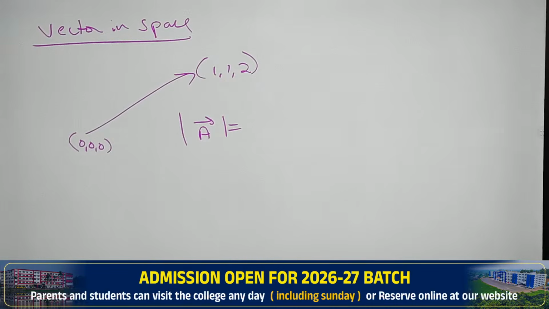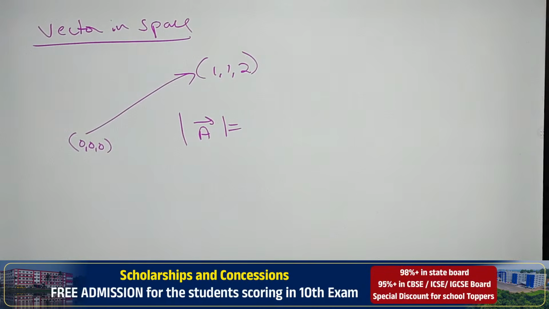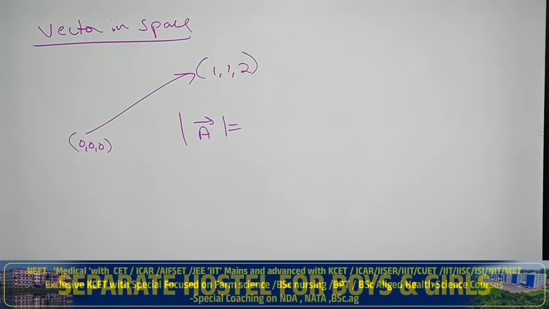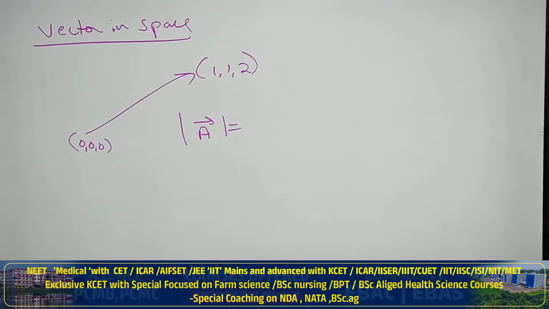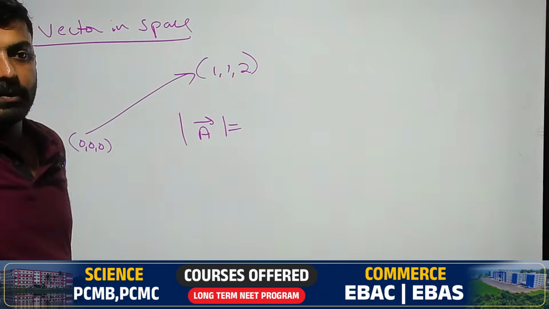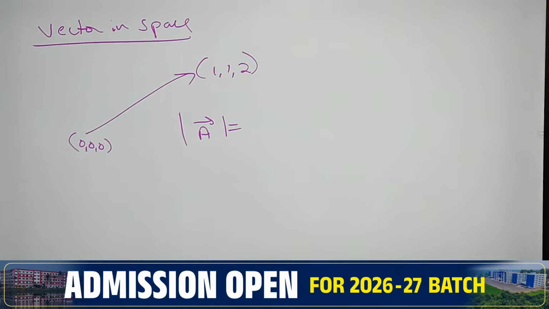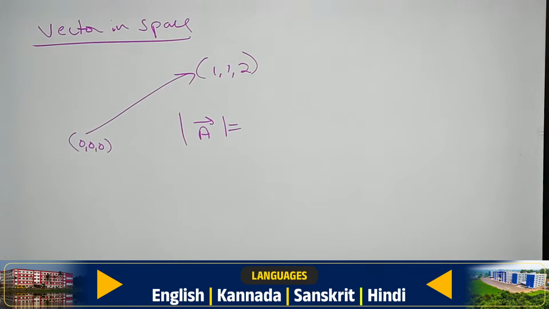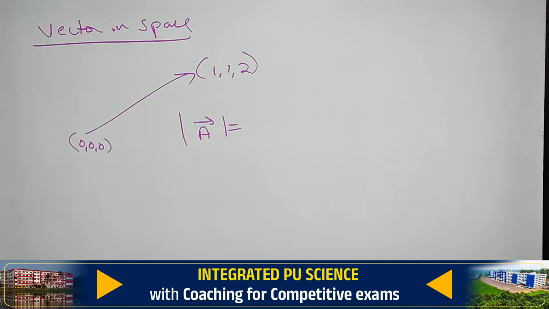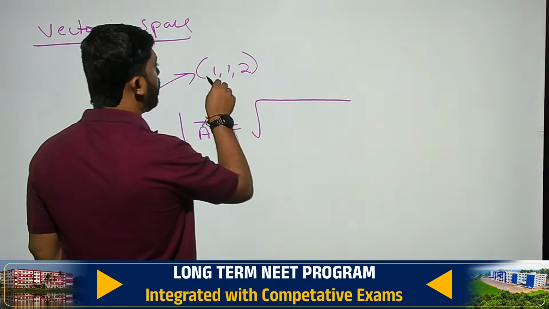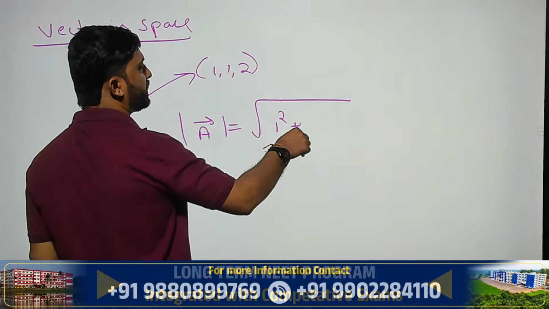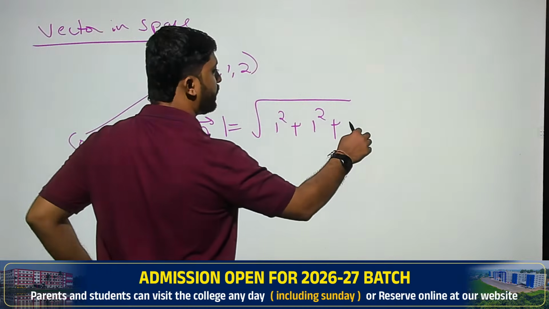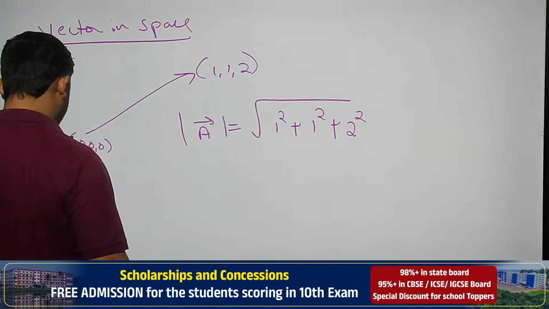The length is calculated using the formula root of x2 minus x1 whole square plus y2 minus y1 whole square plus z2 minus z1 whole square. Okay. What is the length of this vector? Yes, root of 1 minus 0, it is 1 square, plus 1 minus 0, it is 1 square, plus 2 minus 0, 2 square.